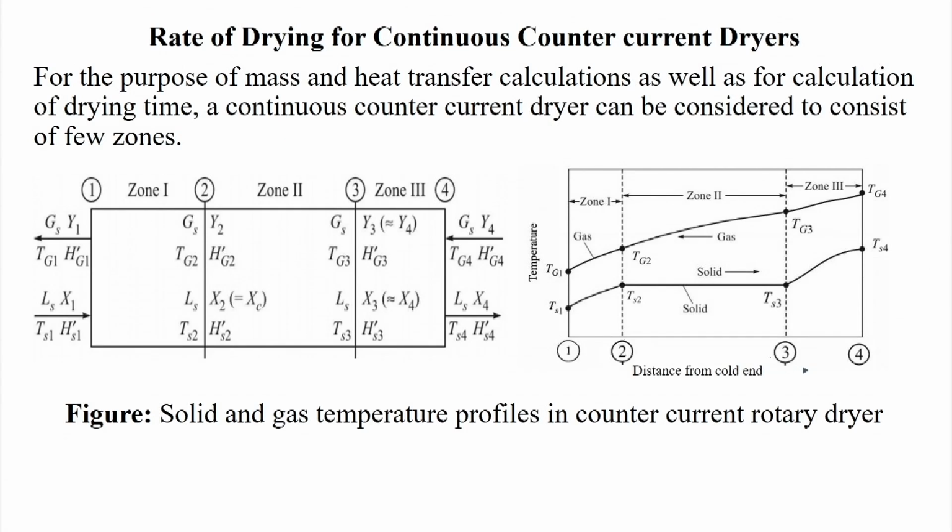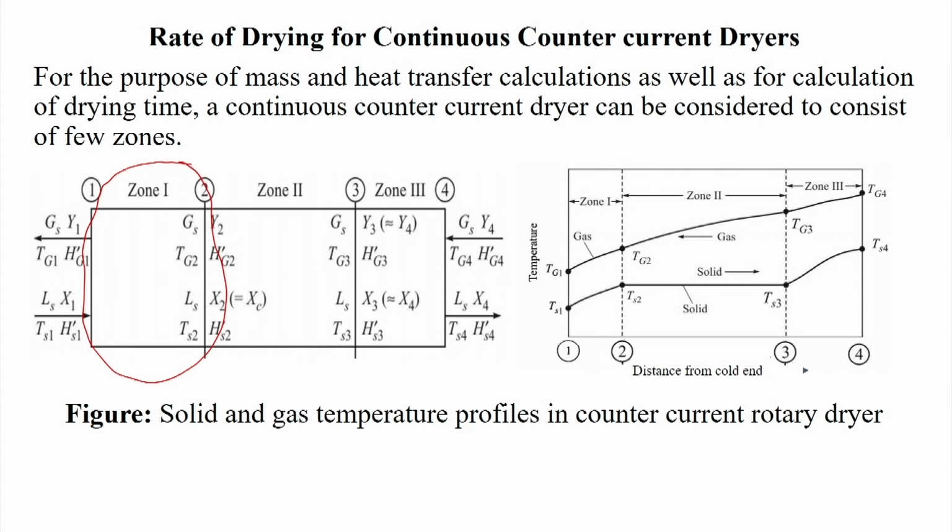Now, we will be discussing the rate of drying for a continuous counter current dryer, and we will be calculating the drying time. For that, we will be dividing the total dryer into so many segments for the purpose of mass and heat transfer calculations, as well as for the calculation of the drying time. A continuous counter current dryer can be considered to consist of a few zones like this. For simplicity, we have taken 3 different zones in the continuous dryer. This first zone will be like this.